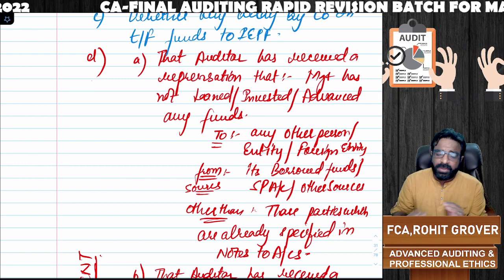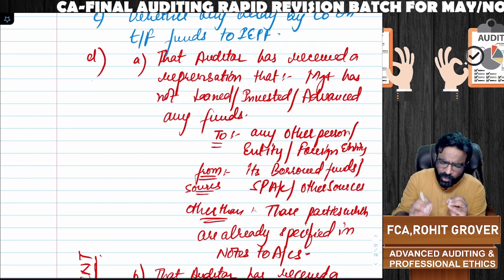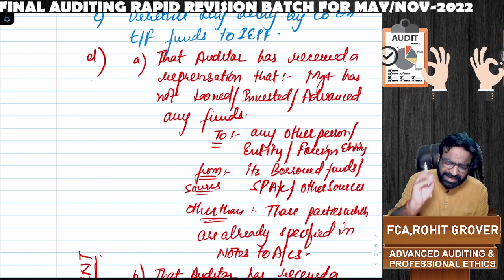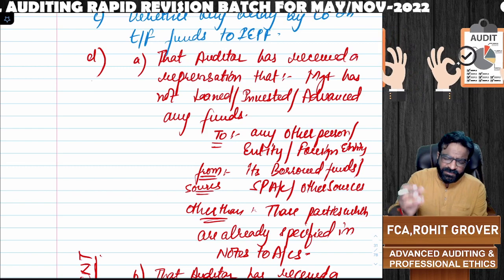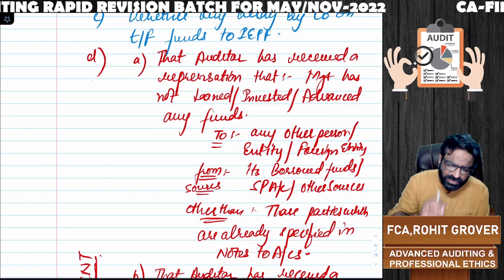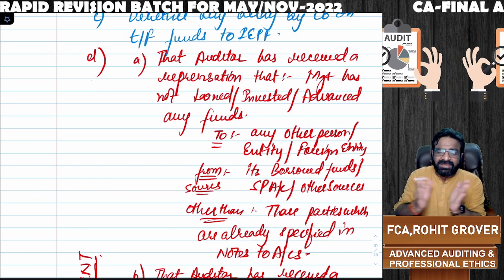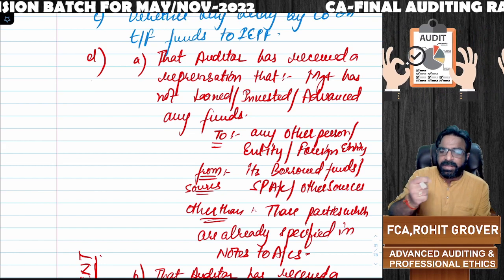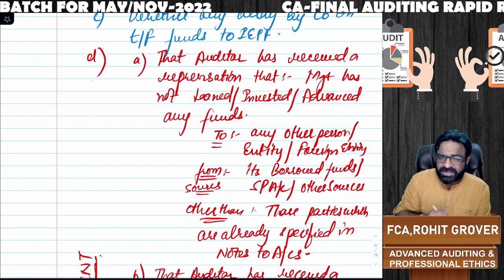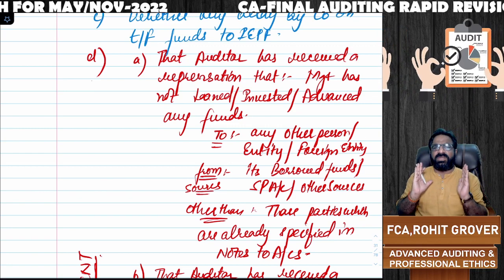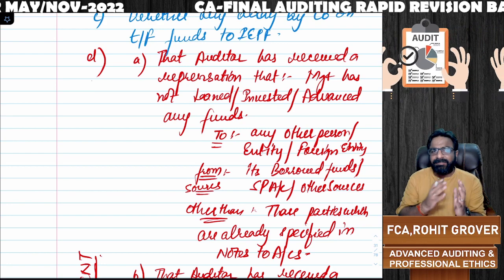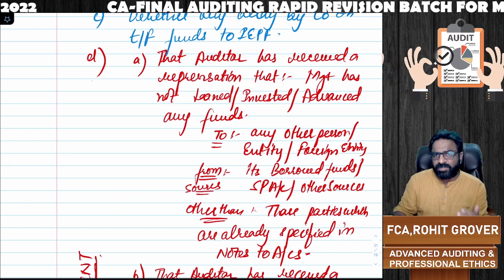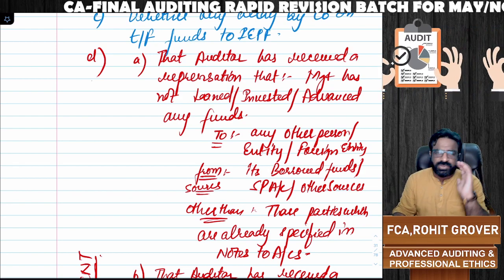If the management is saying, no, we have not given any loan, we have not made any investment, we have not given any advance to any person, any entity, any foreign entity from our borrowings, from our securities premium account, from our other sources, other than those which are disclosed in the notes to accounts, then management has to provide you the WRL or MRL, management representation letter, or written representation letter, which you have to receive from the management, because you have to collect evidence that management is denying that they have given any loan, advance, or investment to the parties other than those already disclosed in the notes to accounts.